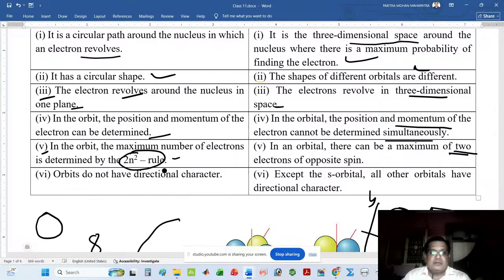Orbits do not have a directional character, because they are circular. But if you think about orbitals, the s orbital is spherically symmetrical. So except the s orbital, all the orbitals have directional character.